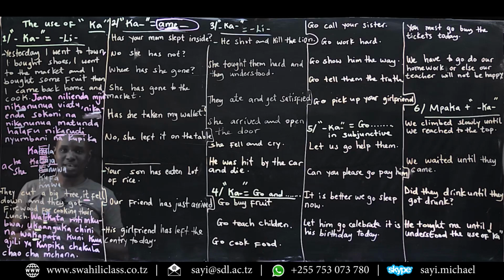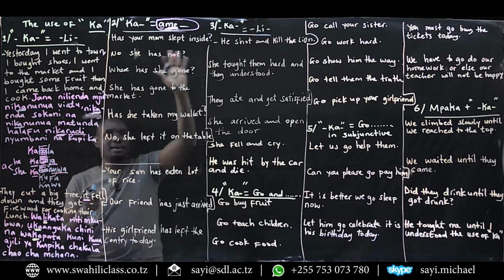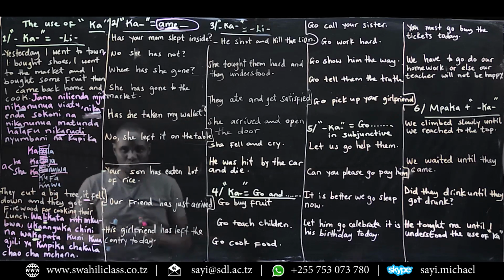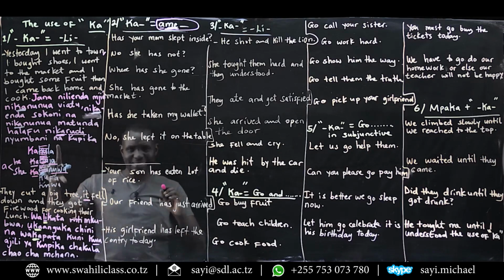So every time you want to say, yesterday I woke up and I ate my breakfast, you say jana niliamka nikala chakula cha asubuhi, and I had my coffee, na nikanywa kahawa. You see that? So we'll see some sentences. I have some sentences here with the monosyllabic verbs and ka. You will understand better, but at least you have this information.